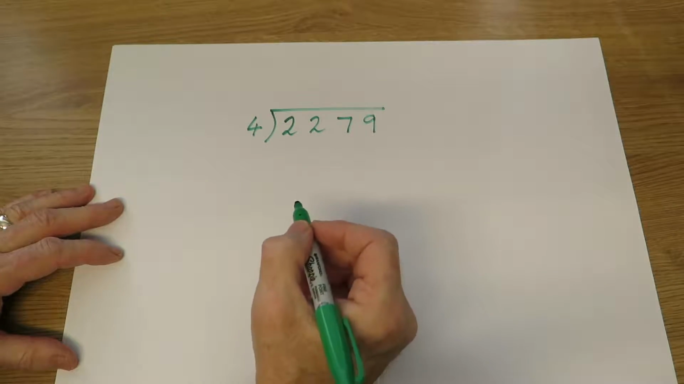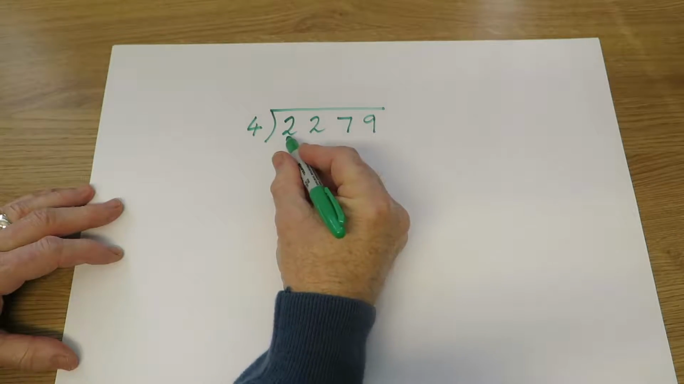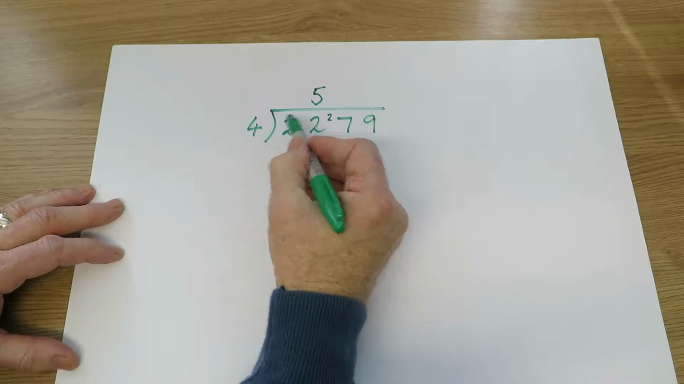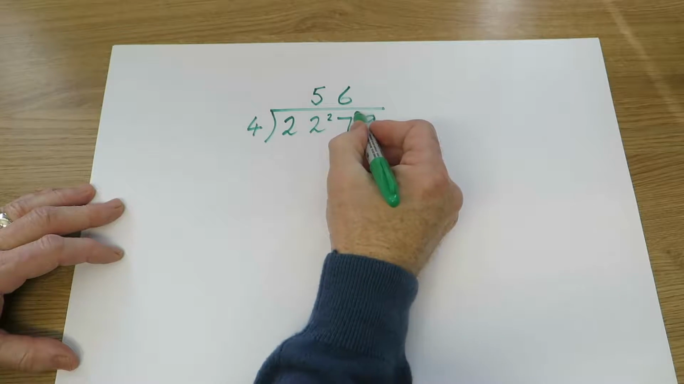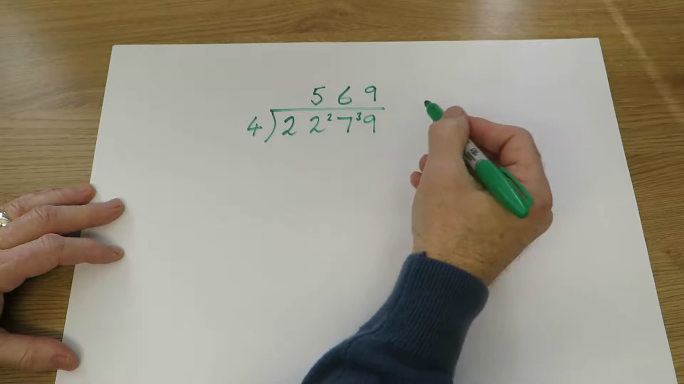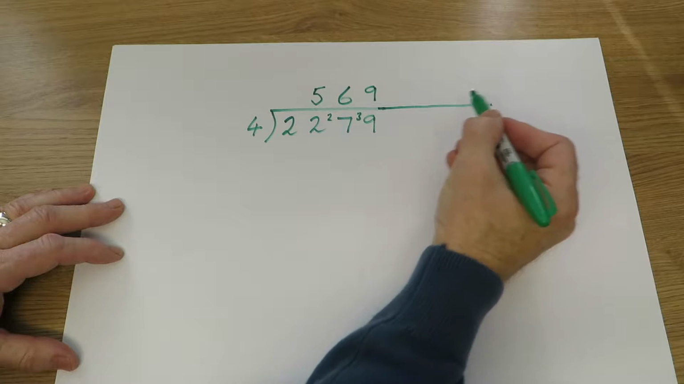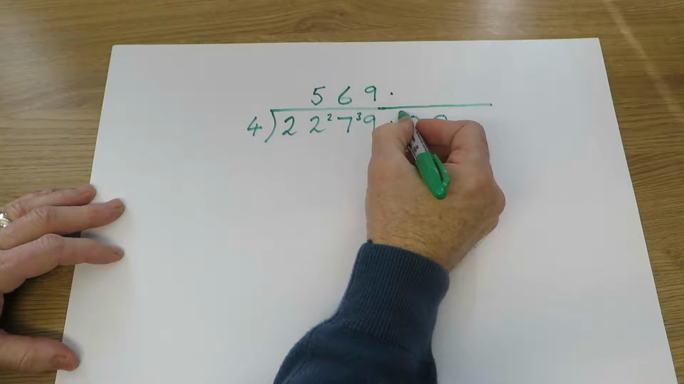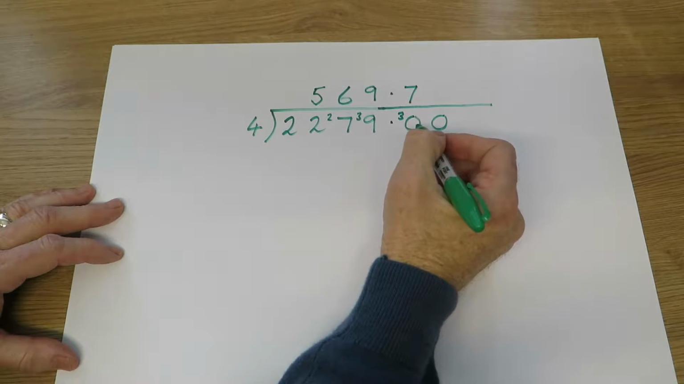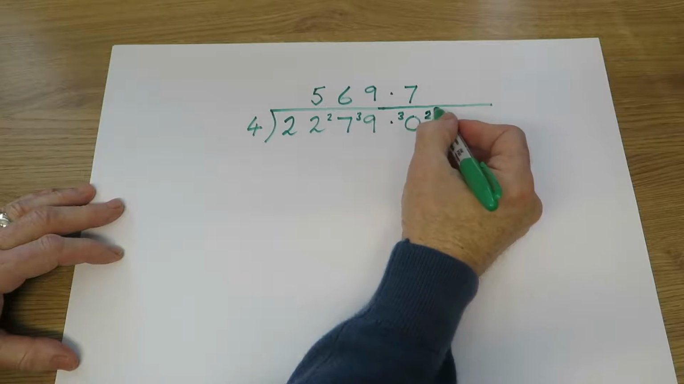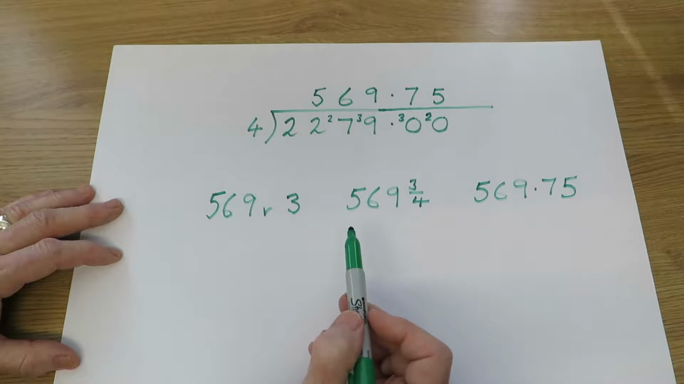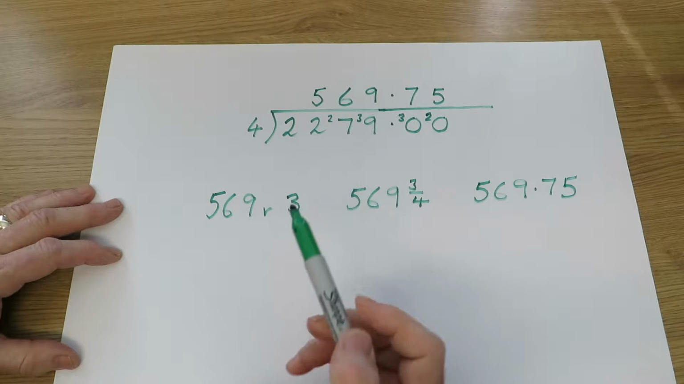Or they could find an alternative answer. So the same question, how many 4s in 2? There aren't any. How many 4s in 22? That's 5, with 2 left over. How many 4s in 27? That's 6, with 3 left over. How many 4s in 39? That's 9, with 3 left over. And they could extend the division into the decimals by putting the spare 3 there. How many 4s in 30? There are 7. 7 4s are 28, so there's 2 left over. How many 4s in 20? There are 5. 3 correct answers to the question 2,279 divided by 4.